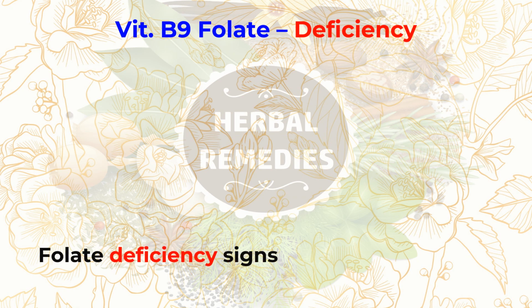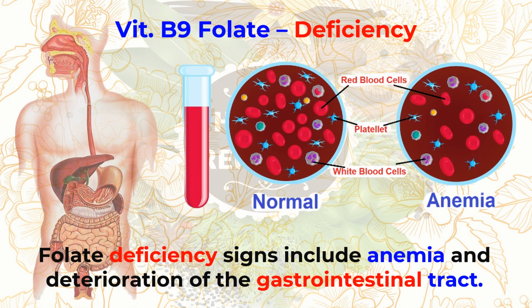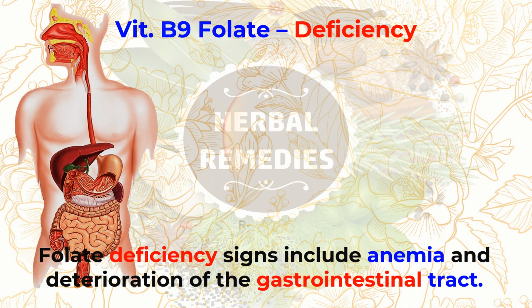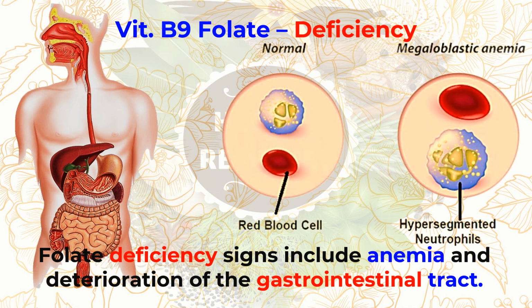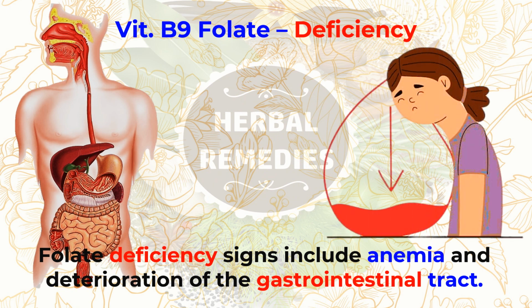Folate deficiency signs include anemia and deterioration of the gastrointestinal tract. The anemia results from abnormal blood cell division, resulting in fewer and larger red blood cells. This type of anemia is called megaloblastic anemia, referring to the large immature red blood cells. Neutrophils, a type of white blood cell, also can be abnormal. Symptoms of folate deficiency typically take a few months to develop and may result in fatigue from lower oxygen carrying capacity of red blood corpuscles.